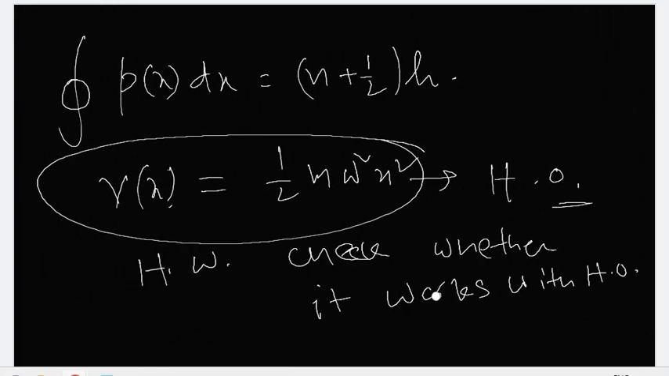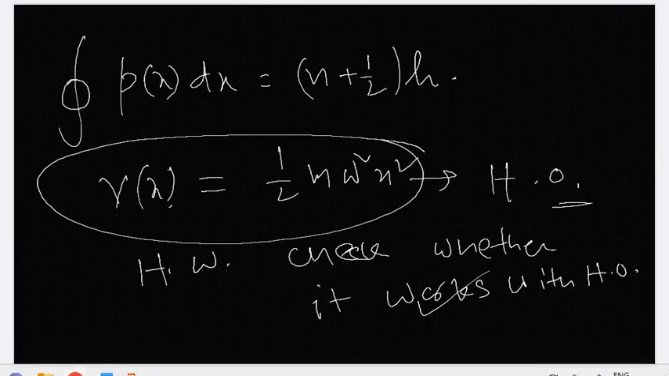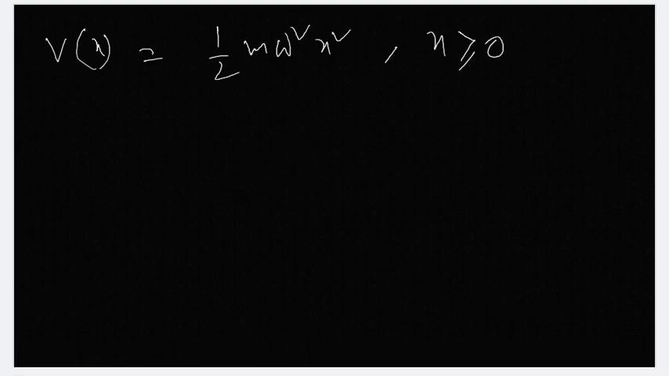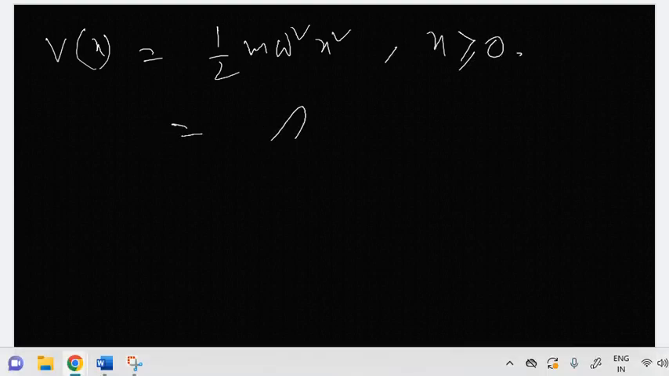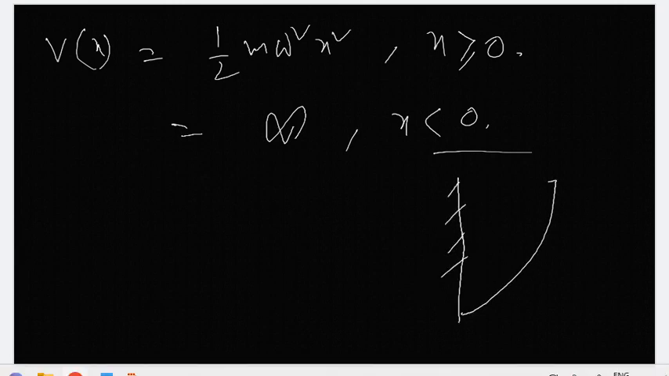Okay. Now, the crucial application of WKB was not for this one because it can be solved directly. The harmonic oscillator can be directly solved, but the crucial application of WKB was different. Suppose you have the potential V(x) equal to half of m omega square x square for x greater or equal to 0, and infinity for x less than 0. So this is like the harmonic oscillator with one rigid wall.